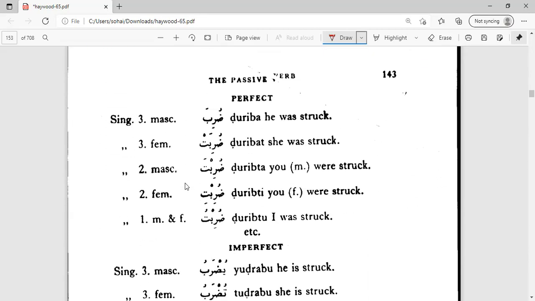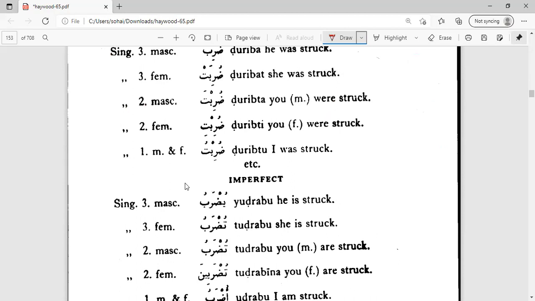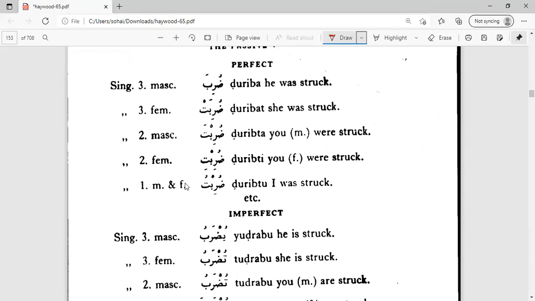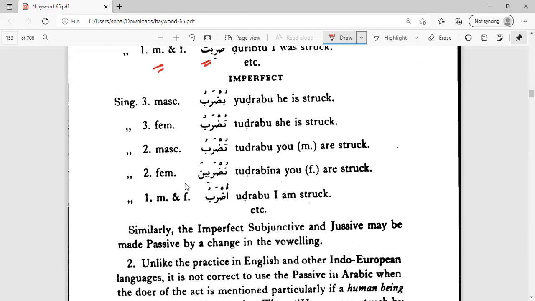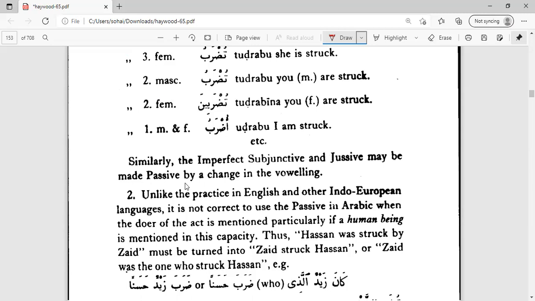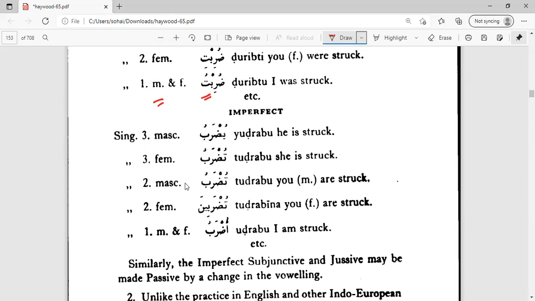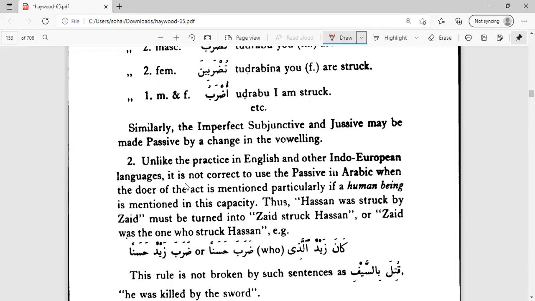Okay, this comes as the table. So here it says duribtu, ana duribtu, right? Nahnu duribna. It doesn't have to be a full table, but do you think you could write the table yourself based on what we discussed? It should be quite easy, I think. If you struggle, then send me a question. I will help you.